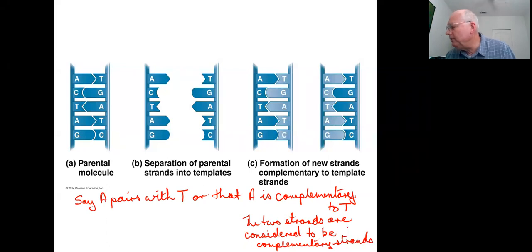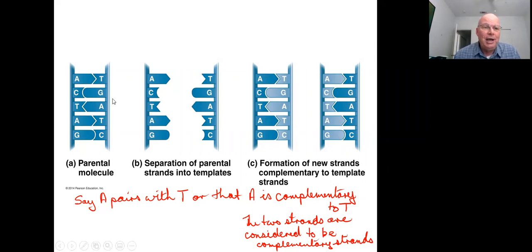So while we often refer to the base pairing rules as A pairs with T and G pairs with C, and you'll often see that said, the proper terminology is to say that A is complementary to T and G is complementary to C, and the two strands are complementary to each other. And so you're going to see a lot of reference to complementary strands when we talk about DNA replication.